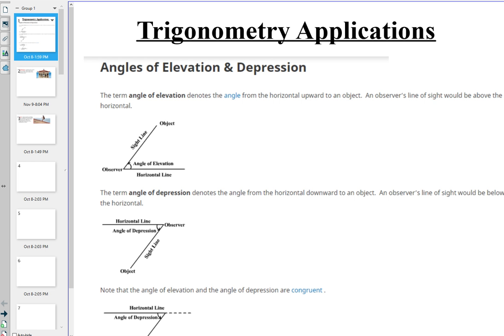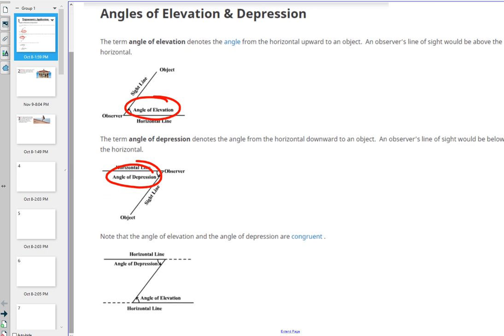The only thing different today is that we get into angle of elevation and angle of depression. Okay. So if we assume that we have horizontal lines, which if I were to have two different lines that are horizontal, what can I say about those horizontal lines? Yeah, that they're parallel. If they're both horizontal, they're parallel, sure.